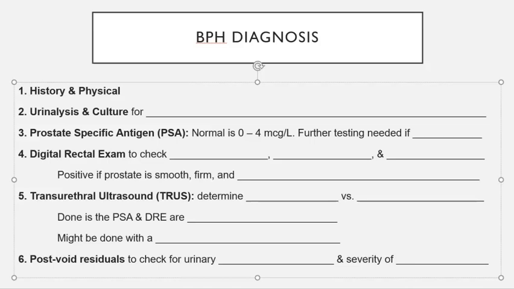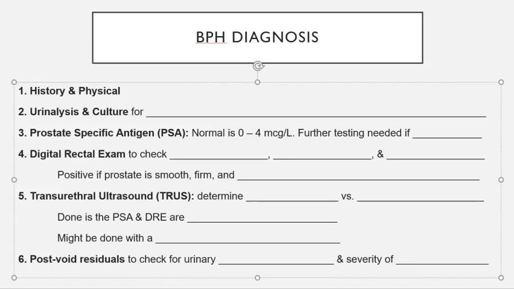They can do a digital rectal exam to check the prostate for size, symmetry, and consistency. That will be positive if the prostate is smooth, firm, and symmetrically enlarged. Symmetrically enlarged is very important here.